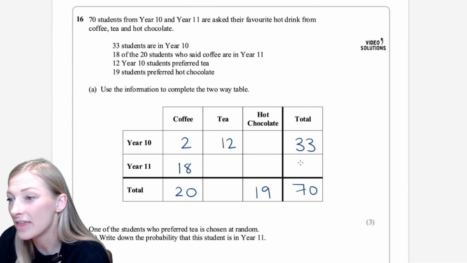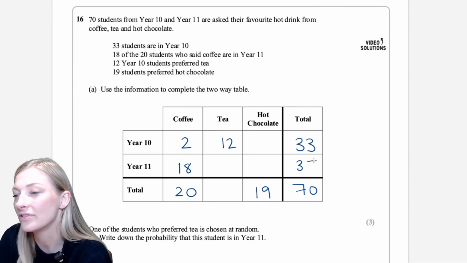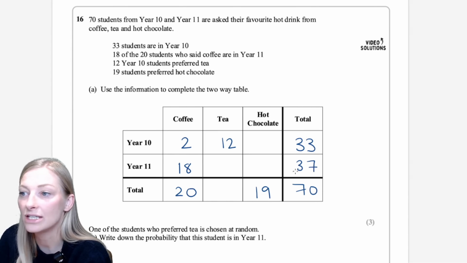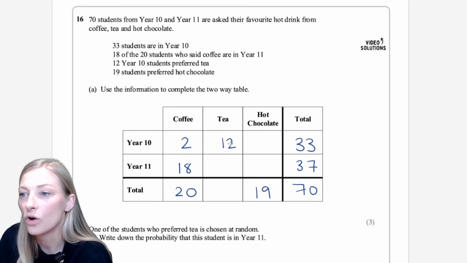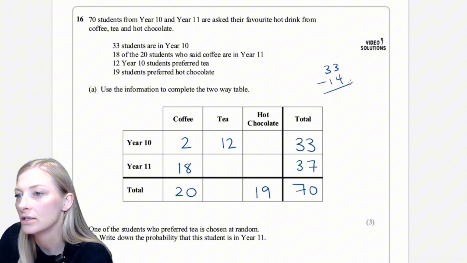I also know that there must be 37 year 11s, because I need these two values here to add together to make 70. Once I know that, coffee and tea, this is 14. So I'm going to do 33 take away 14 to work out how many year 10s said hot chocolate.